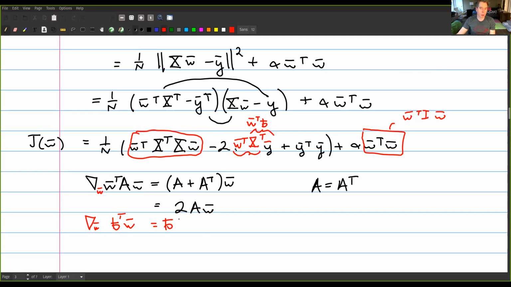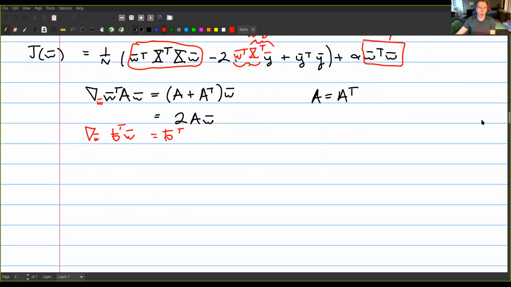Is that right? b^T. All right, so no, you know what? That's not the formula we need anyway. We need this formula. So we need w^T times b, and this is just b.